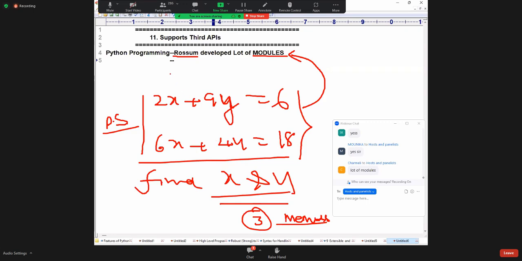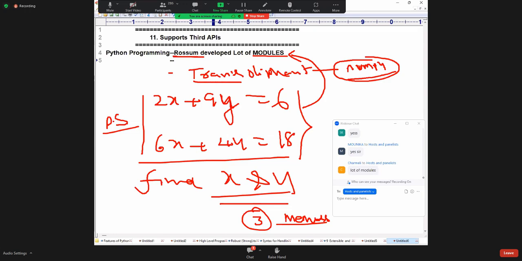Definitely, some person developed it, Travis Oliphant. Travis Oliphant developed a module called NumPy. Module called what? NumPy. Stands for your favorite answer, Numerical Python. Spell out once. This module was not developed by whom? Rossum. Developed by what? Travis Oliphant.